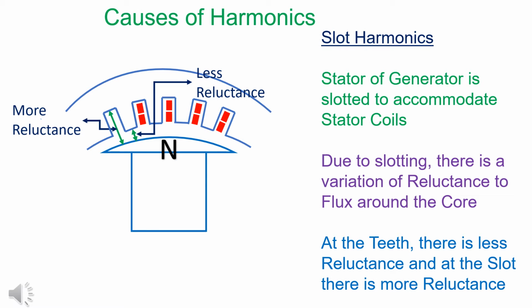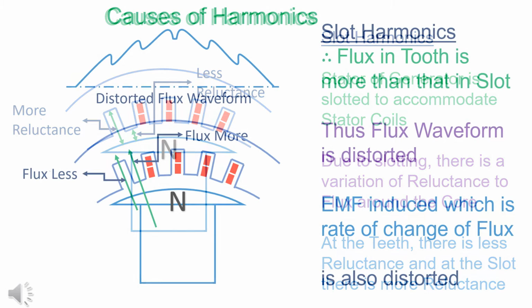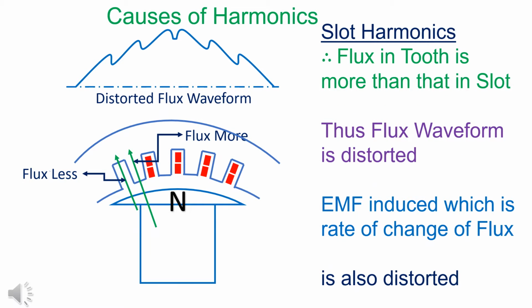Stator is slotted to accommodate stator coils. This results in the variation of reluctance around the stator core. Reluctance at the teeth portion is less than that in the slot. Flux in the tooth portion is more than that in the slot. Hence, the flux is distorted.